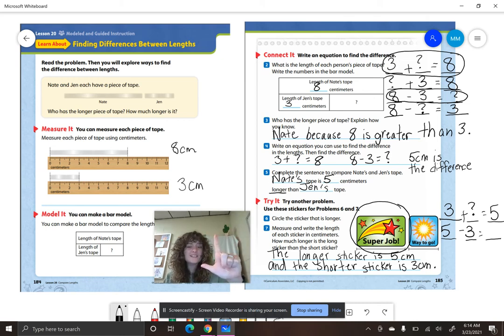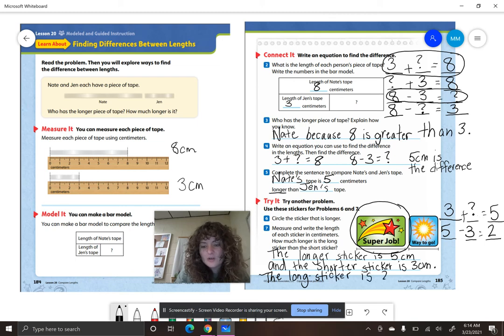So when I compare, we know that 5 has a group of 3. How many centimeters longer is the long sticker than the short sticker? 2 centimeters. So we can say the long sticker is 2 centimeters. Remember to label, Smarties. 2 centimeters longer, period.